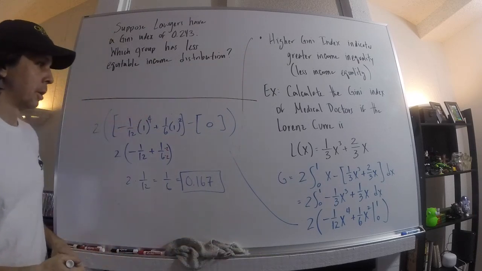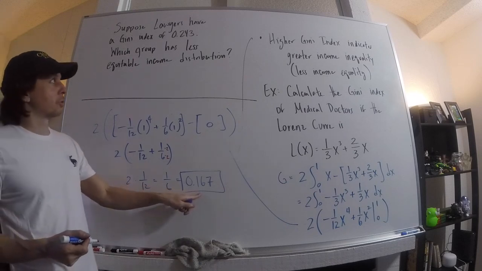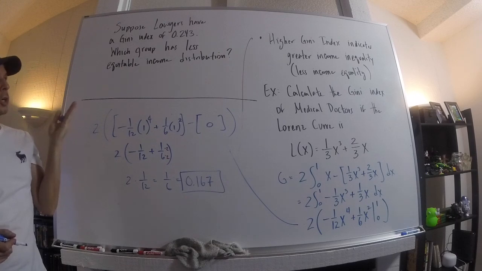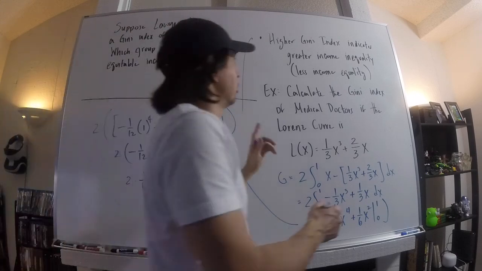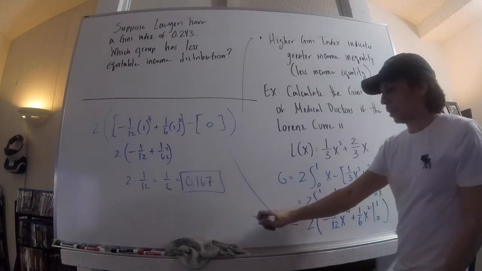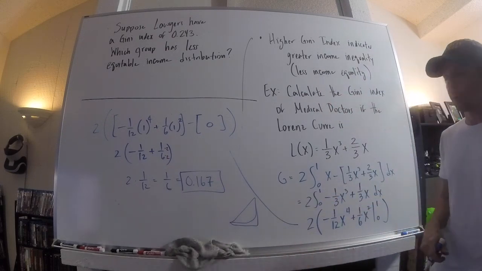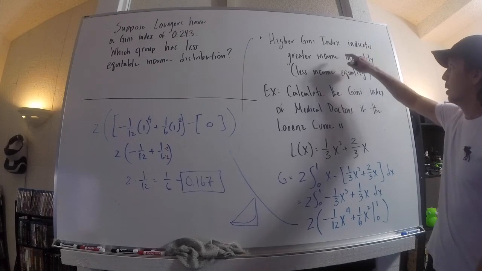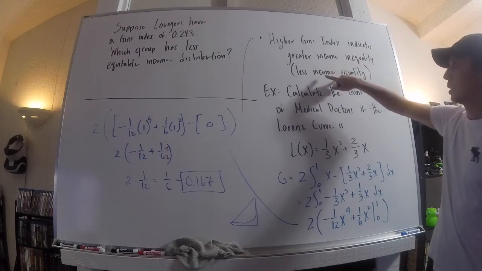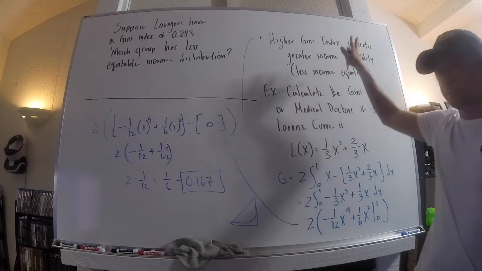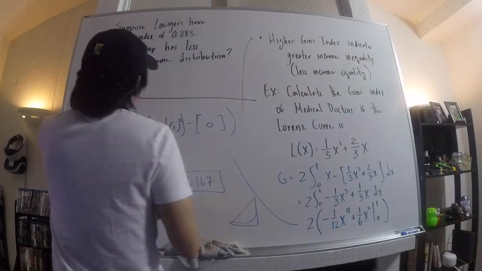All right. Medical doctors are this. Lawyers are that. Lawyers have the bigger Gini index. Bigger Gini index means you got a bigger banana slice, which means that that's worse for equality, income equality. So higher Gini index is less income equality or greater income inequality. Read that carefully. I know.